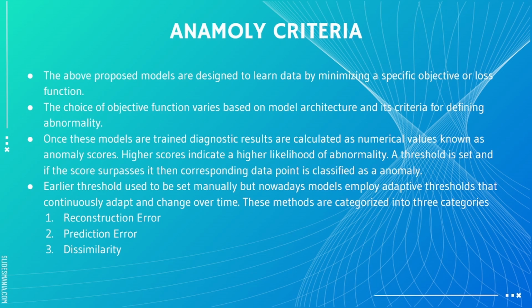In the past, domain experts decided this threshold empirically, but now it is decided according to the model training result. Some models employ an adaptive threshold that continuously adjusts to the changes in data over time. So earlier the threshold used to be set manually, but nowadays we can change the threshold as per the data. These methods are categorized under three categories, that is reconstruction error, prediction error, and dissimilarity.